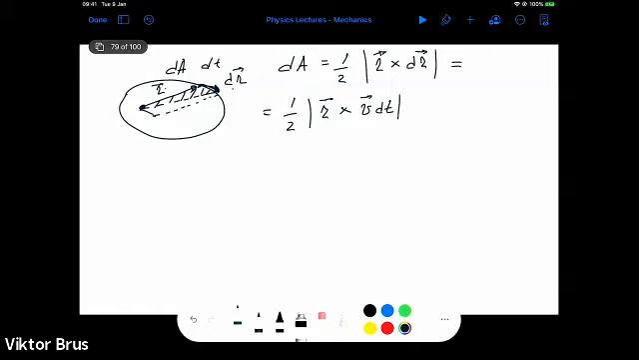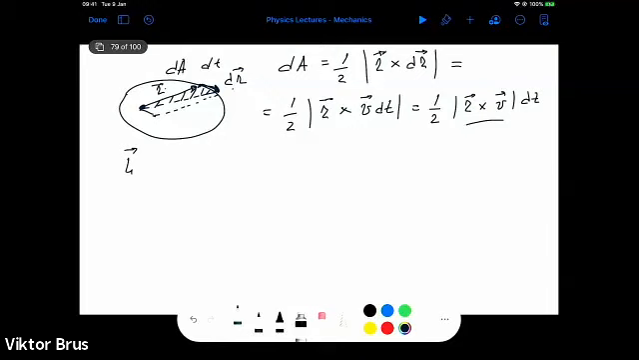Now we can factor out dt since it's a constant, and we have 1 divided by 2 times the absolute value of the vector product of radius vector and linear velocity, times dt. So this is very similar to what we wrote before for the angular momentum.